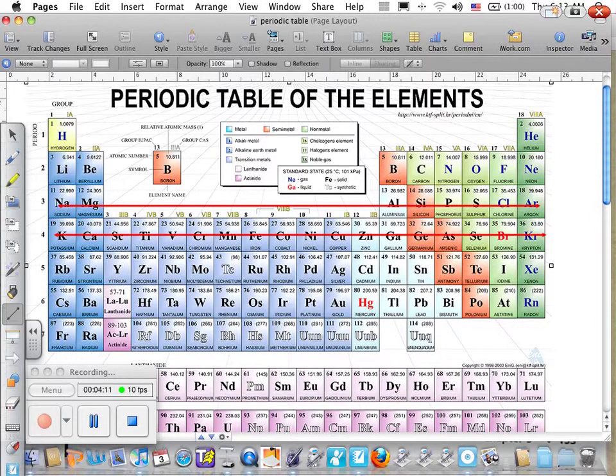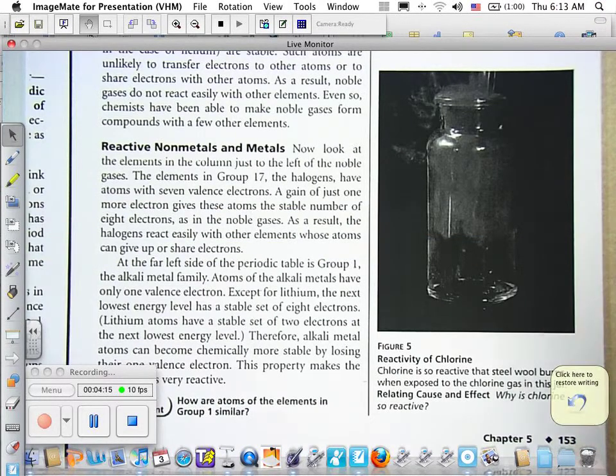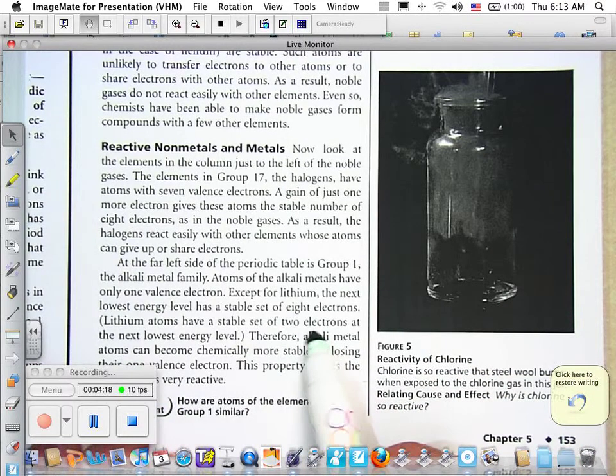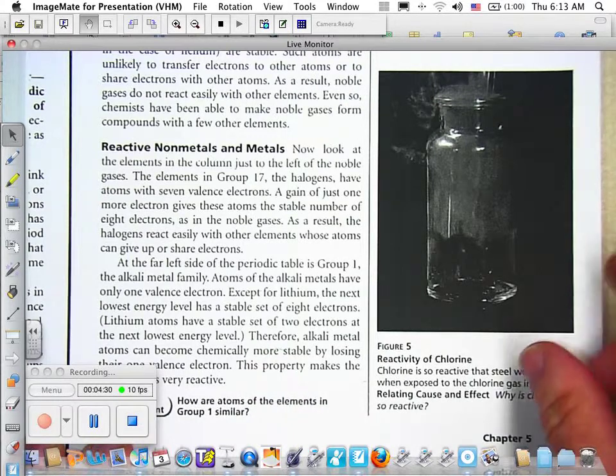So, let's keep reading. Back to our book. Now, gotta keep reading. Therefore, alkali metal atoms can become chemically more stable by losing their own valence electrons. This property makes the alkali metals very reactive.